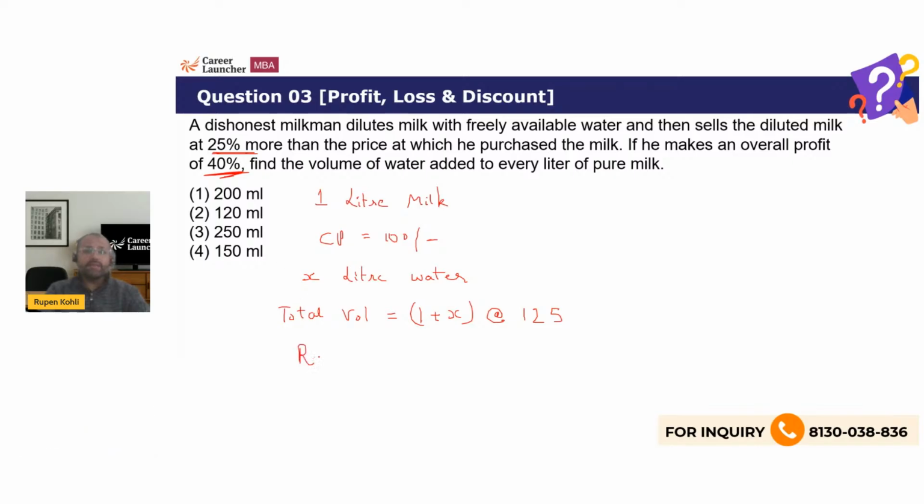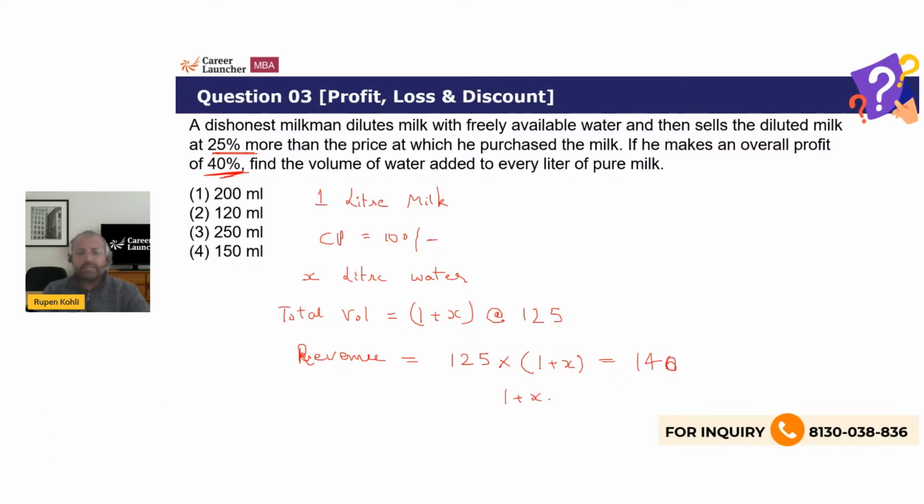Since he's getting an overall profit of 40%, it means his revenue or his selling price should be 1.4 times the cost, which is 1.4 into 100, which is 140 rupees. So this 140 should be equal to volume into price. So can I say the price, which is 125, into the quantity sold, which is 1 plus x, needs to be equal to the revenue he gets, which is 140. Now this equation should give me the answer of x, right?